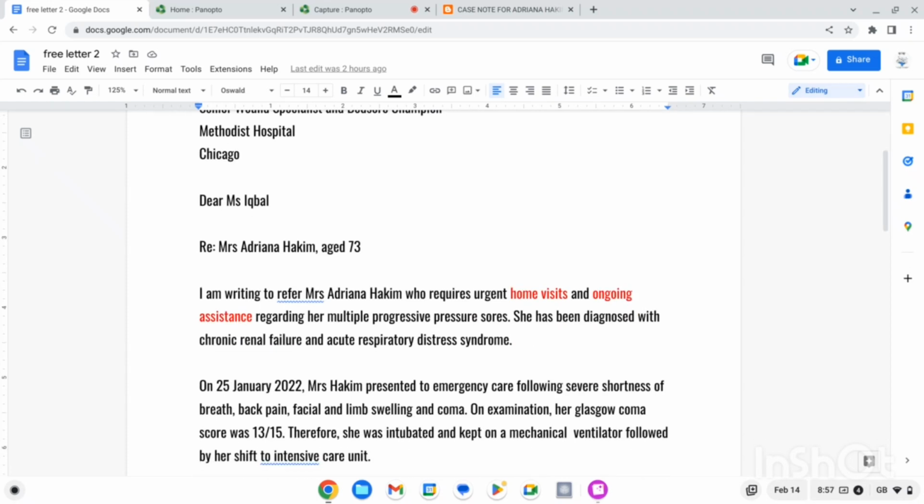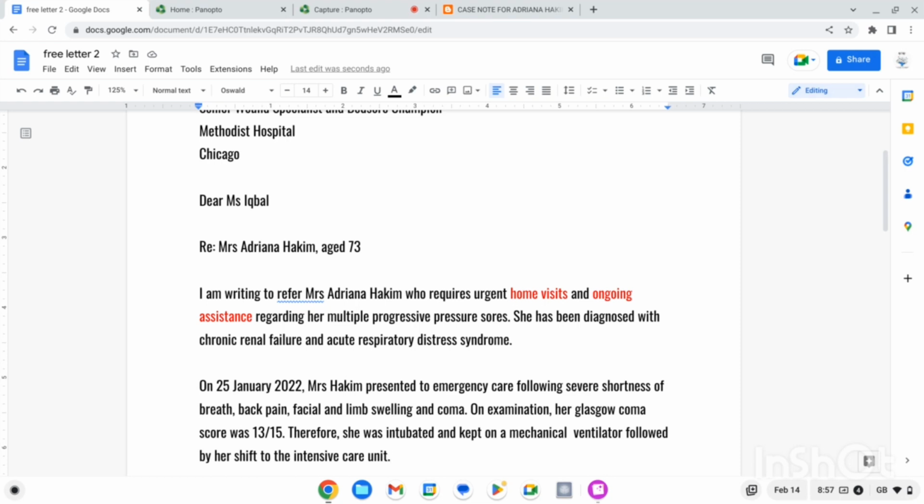So on 25th January 2022, Miss Hakim presented to emergency care following severe shortness of breath, back pain, facial and limb swelling, and coma. On examination, her Glasgow coma score was 13/15. Therefore, she was intubated and kept on a mechanical ventilator, followed by her shift to the intensive care unit. That is fine. It is explaining what happened to the patient.